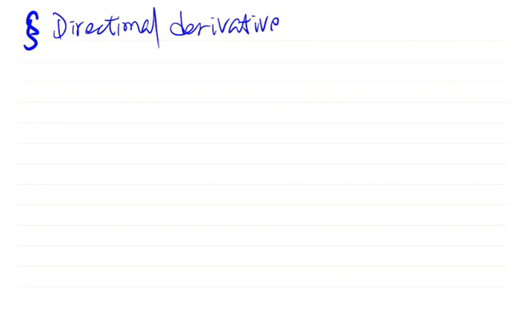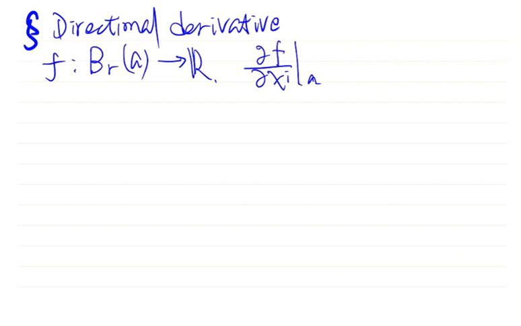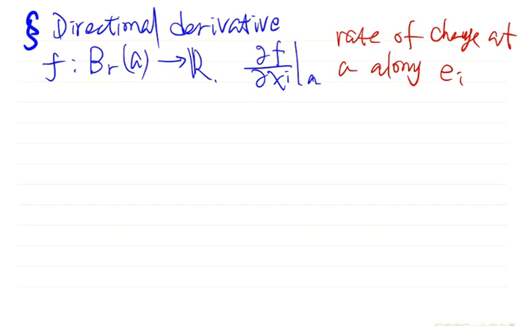The next thing we want to talk about is the directional derivatives. So our function f is defined near A. We recall that the partial derivative with respect to x_i at the point A is the rate of change at A along the e_i direction, (0, 0, ..., 0), where the ith component is 1 and other components are 0.